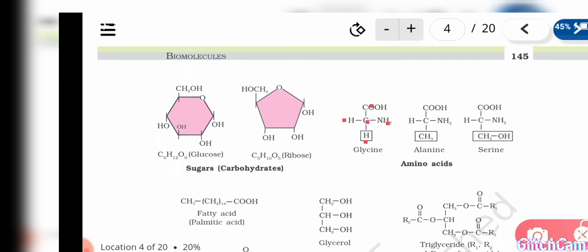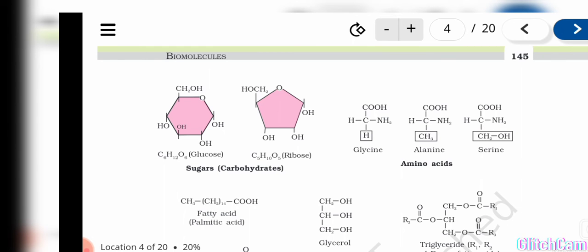But here you see it is substituted by COOH on one side, and on another it is substituted by NH2. So this is the simplest amino acid, which is glycine: COOH, CH2, NH2. Understood? And then alanine, you see in that one more hydrogen atom is substituted by a CH3 group.